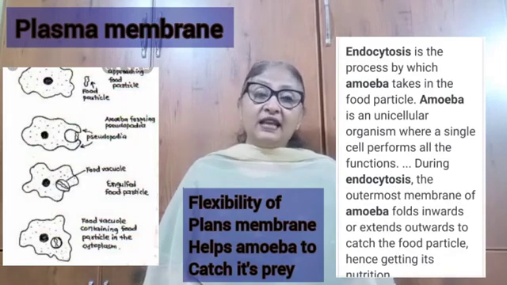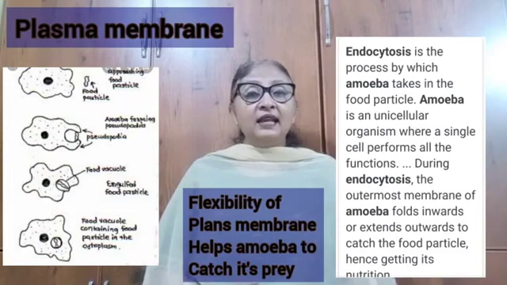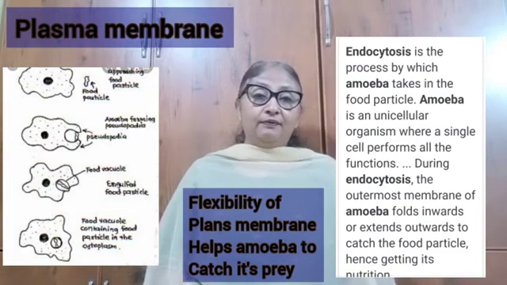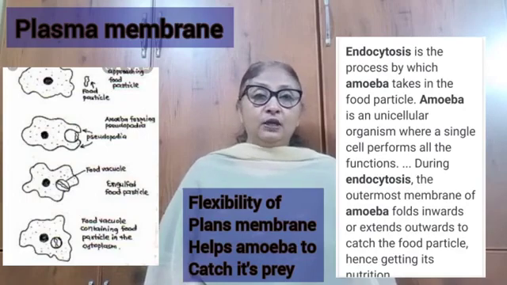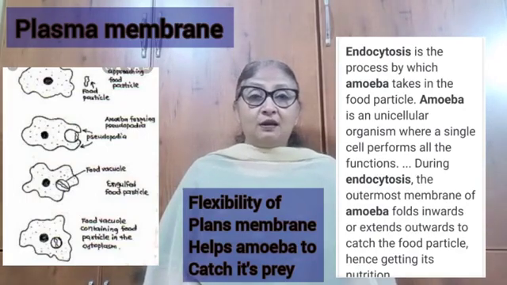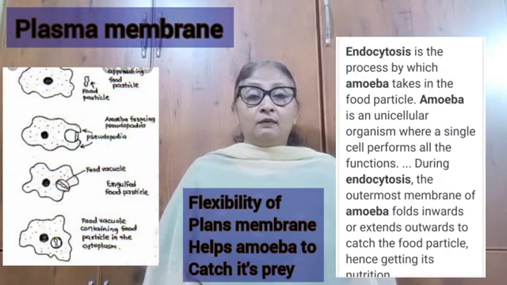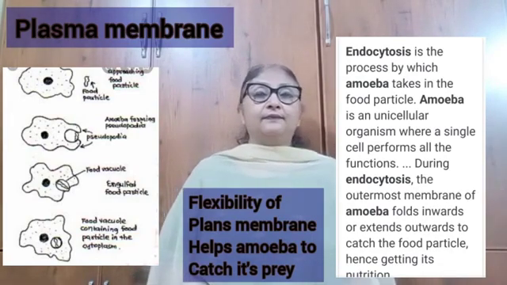Therefore, it can put out finger-like projections called pseudopodia and engulf the prey when it comes in contact with it, incorporate it into the body and form the food vacuole. So this process by which the amoeba catches its prey using the flexibility of the plasma membrane is known as endocytosis.